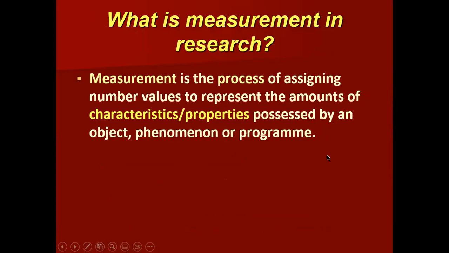So let's look at what measurement is. What is measurement in research? Because every research that does not measure is only a review. Reviews do not measure, only provide perspectives, interpretation, and conclusions. And so an empirical study will measure. And so the answer to what is measurement in research is that it is the process of assigning number value to represent the amount of characteristics or properties possessed by an object, a phenomenon, or a program.